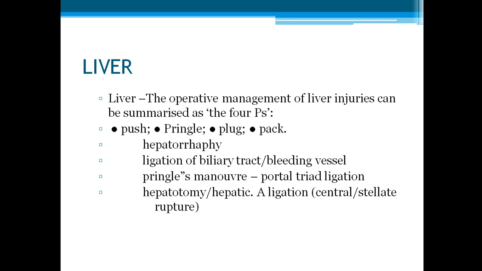You can repair the liver, what is called hepatorrhaphy, ligation of the biliary tract, bleeding vessel, the portal tract ligation or the Pringle's maneuver. You may sometimes need a hepatotomy or hepatic artery ligation for a central or a stellate rupture. So these are the techniques used when a liver is injured. The most important thing you have to remember is Pringle plug and pack. That is how it is written in Bailey and Love.